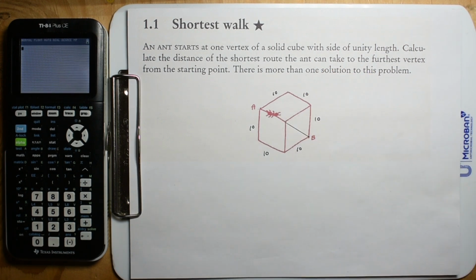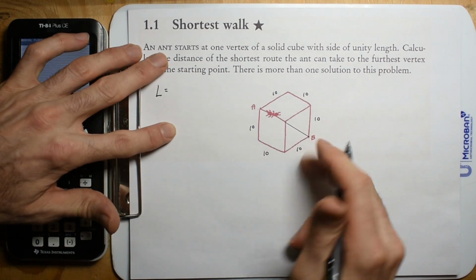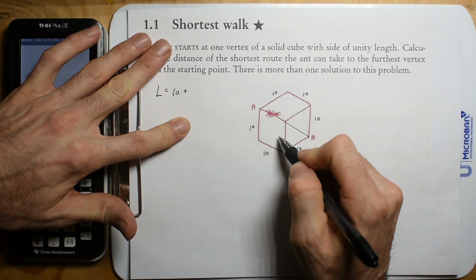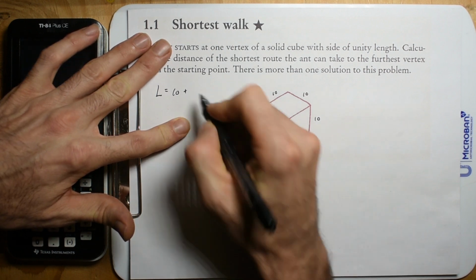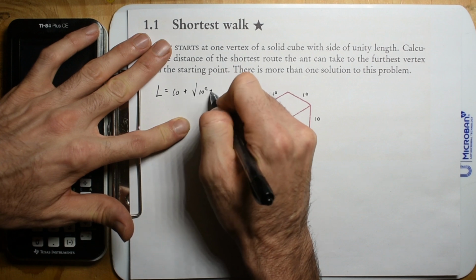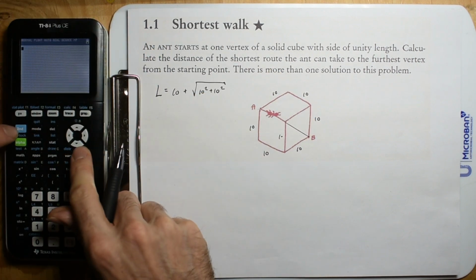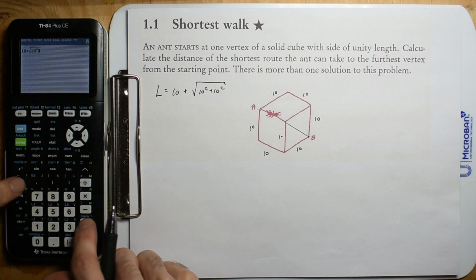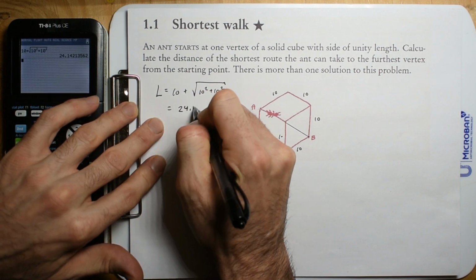So if we did this, we could figure out the length that the ant is going to travel, because we have to travel 10. And then we're going to use the Pythagorean theorem. We're going to be along the hypotenuse, which has sides of 10, so that's the square root of 10 squared plus 10 squared. When we do that, we get 10 plus the square root of 10 squared plus 10 squared, and we get a length of 24.14.